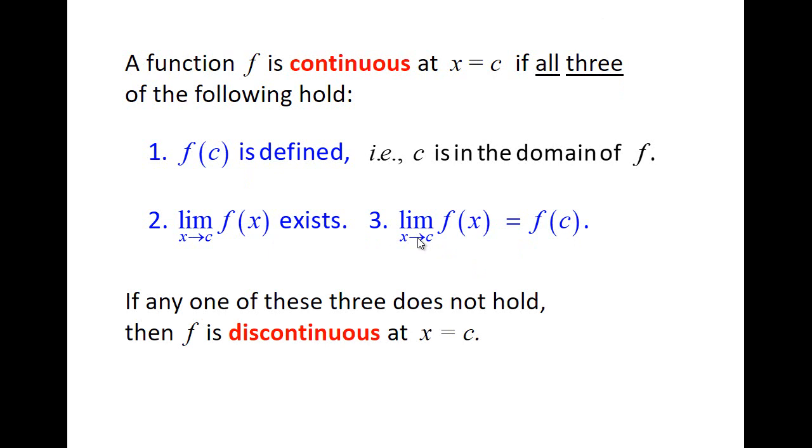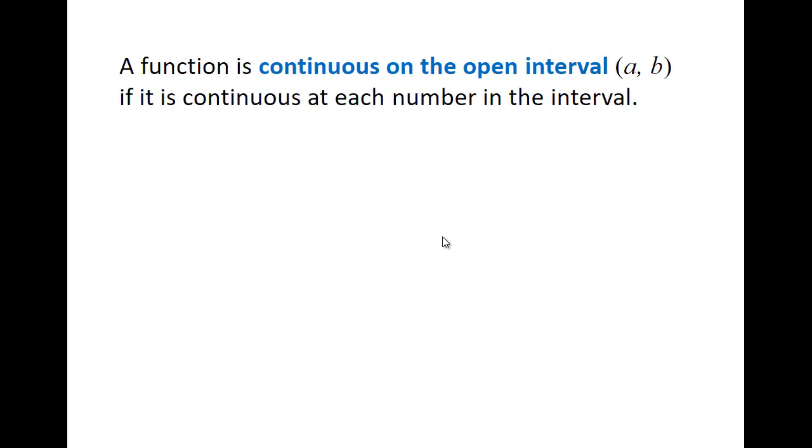If any one of the three conditions doesn't hold, then we say that f is discontinuous when x is equal to c. We say that a function is continuous on the open interval (a, b) if it is continuous at each number in the interval.